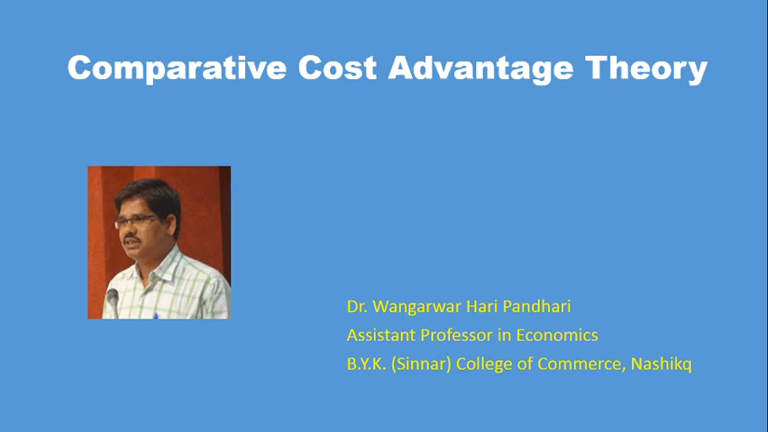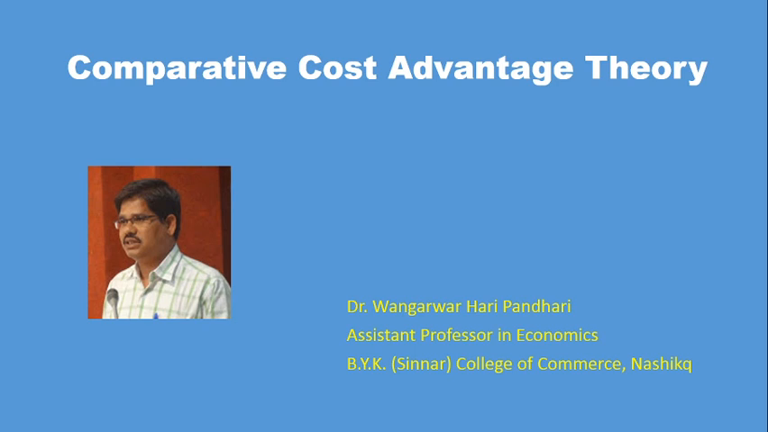In the last lecture, we learned about the absolute cost advantage theory of international trade, which was explained by Adam Smith. According to this theory, an exchange of goods will take place only if each of the two countries can produce one commodity at an absolutely lower production cost than the other.